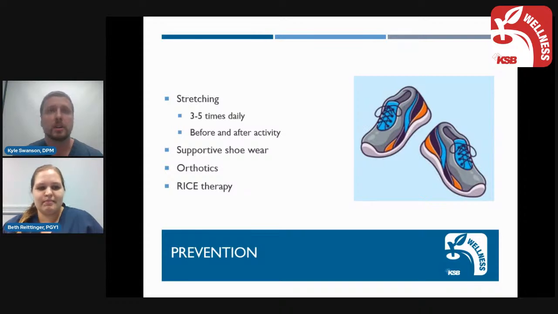A good supportive pair of shoes is extremely important as well. Sometimes we utilize inserts and orthotics, which can help as well. This helps realign the foot and ankle and helps reduce that overall fatigue. And then RICE therapy, as we just mentioned.